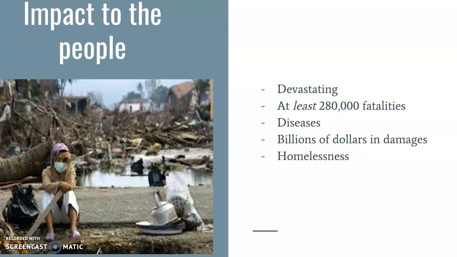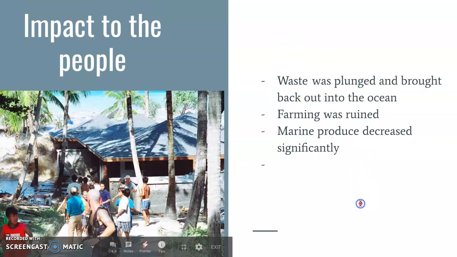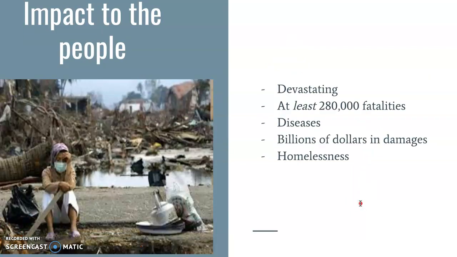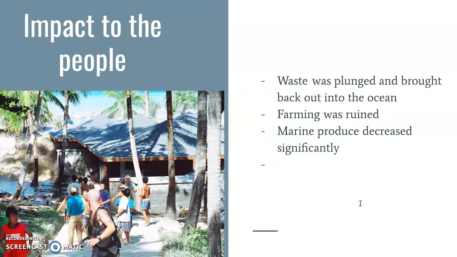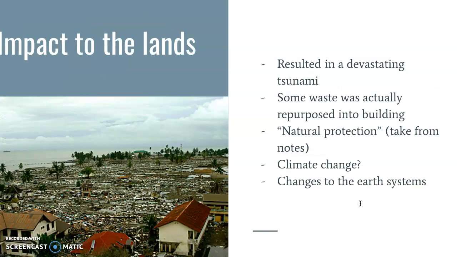One thing I should note is that there were at least 280,000 fatalities. That is because even though it's been 15 years, a number really hasn't been established. So people just say it had to be at least that, but sadly that number could be incredibly higher. Farming was affected, and marine life and produce decreased significantly, leading to what I believe had to be a famine of some sort because people didn't have the resources that they needed.